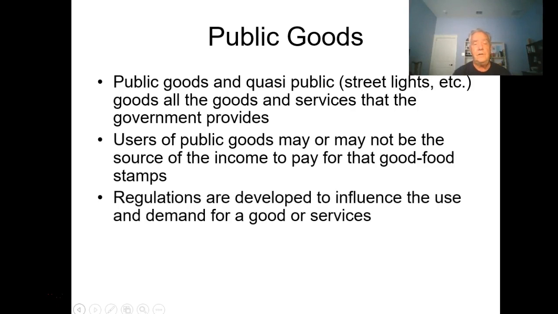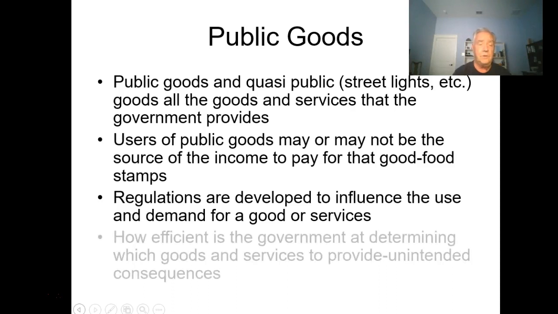Regulations and government edicts, mandates, are developed basically to influence how we use the goods and services that they provide. Again, for instance, speed limits. We are required to stay within the limited speed, or 5 miles over the posted speed limit. But those are regulations developed to influence the demand for goods and services, or the use of our public goods or quasi-public goods that are out there for us to utilize and to abide by the rules.